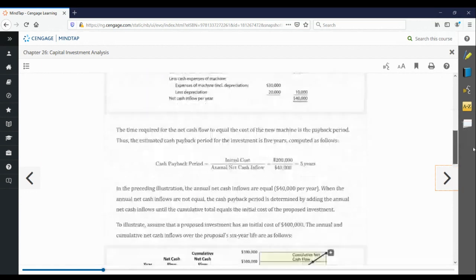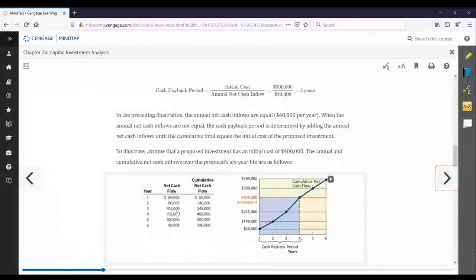In the second example that we looked at, the cash flows were not equal, so we have to use the cumulative amount of cash flow to determine the cash payback period. And what we mean by the cumulative net cash flow is that we're adding each year's cash flow until we recover the cost of the investment.